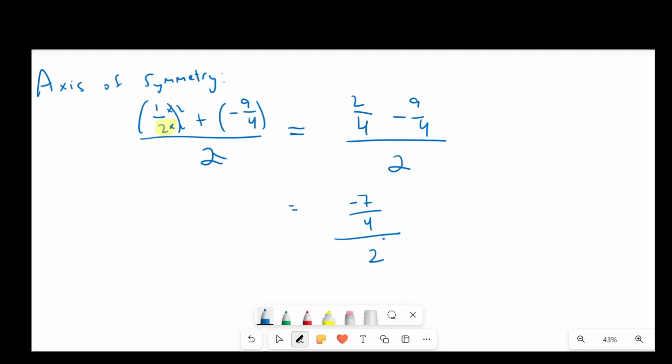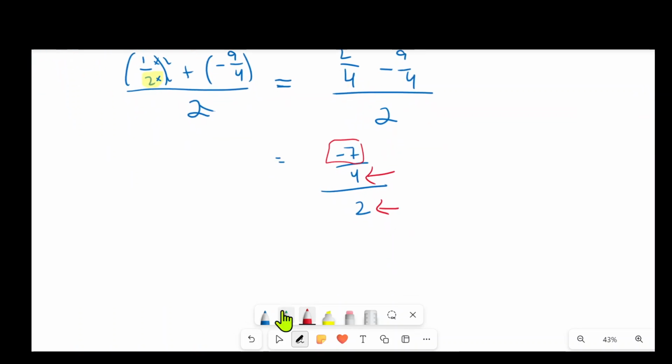And now we have finally one fraction in the numerator, and I just have to figure out what's happening with this. So this number, negative 7, was divided by 4, and then divided by 2. So really what I've done is I've divided negative 7 by 8. So this is negative 7 over 8. So the axis of symmetry, so I'll just put AOS, is the line x equals negative 7 over 8.